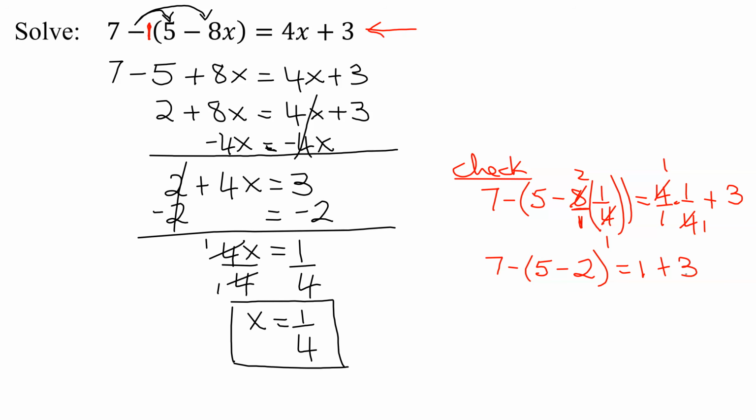We've got to see if this is a true statement. So 7 minus 5 minus 2 is 3, should equal 1 plus 3 is 4. 7 minus 3 is 4. Does 4 equal 4? Yes, so you know you have the answer correct.